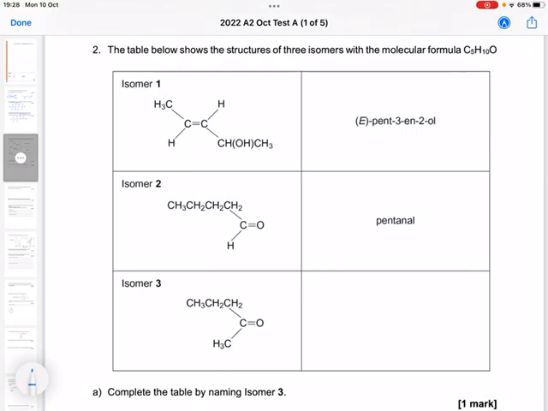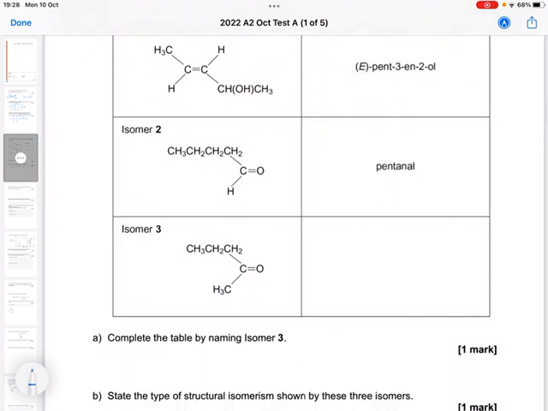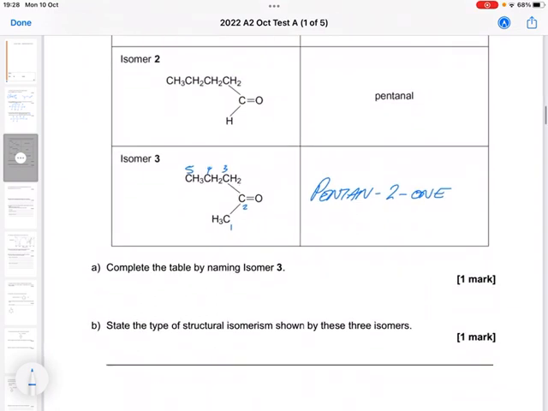The table below shows the structures of three isomers with the molecular formula C5H10O: 1, 2 and 3. Complete the table by naming isomer number 3. So isomer number 3 is a ketone. So 1, 2, 3, 4, 5. So it will be pentan-2-one. We do need the number here because, of course, the carbonyl could be on carbon number 3.